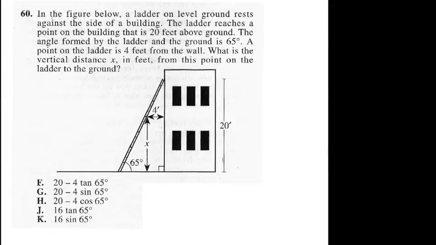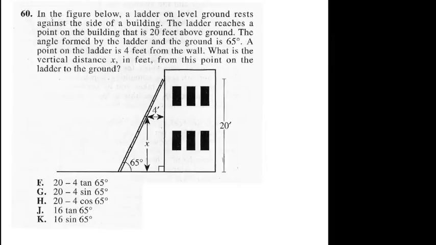Number 60. In the figure below, a ladder on level ground rests against the side of a building. The ladder reaches a point on the building that is 20 feet above the ground. The angle formed by the ladder and the ground is 65 degrees. A point on the ladder is 4 feet from the wall. Okay? And then it tells us what is the vertical distance from this point to the ground.